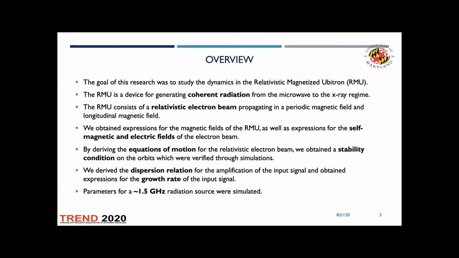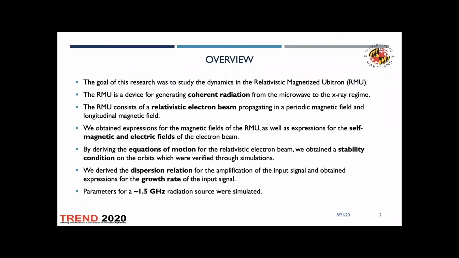The goal of this research was to study the dynamics in the relativistic magnetized Ubitron. We call it an RMU. The RMU is a device for generating coherent radiation from the microwave to the X-ray regime. The RMU consists of a relativistic electron beam propagating in a periodic magnetic field and a longitudinal magnetic field.